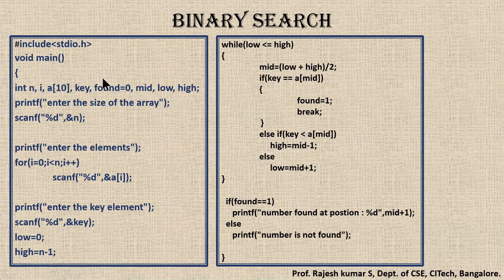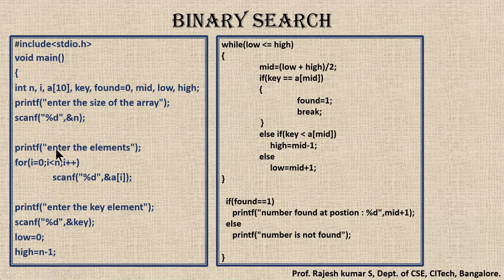We know what we use found for. If the found value is not changed, then the key element is not found. If the found value is changed to 1, then the key element is found at a particular location. And we have used variables called mid, low, and I. The next line, enter the size of the array. We specify how many elements you want to enter into the array. The value will be stored inside the variable n. Depending on the n value, we'll be inputting the array elements.